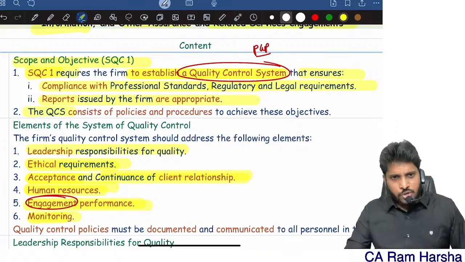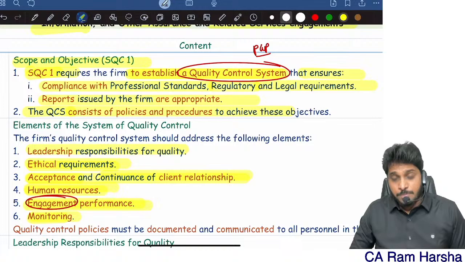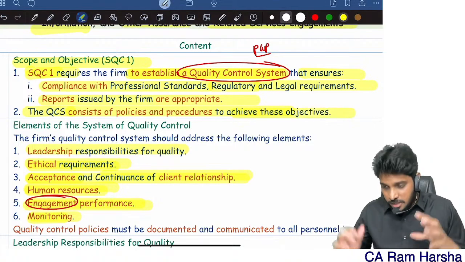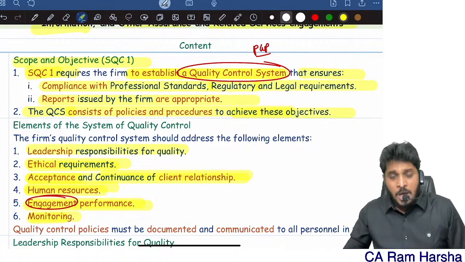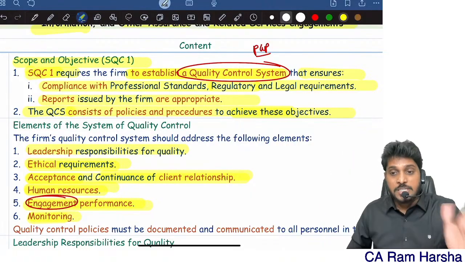The quality control system consists of policies and procedures to achieve these objectives. So automatically the policies and procedures are nothing but the rules and regulations the firm and the staff, everybody shall follow to achieve these objectives.